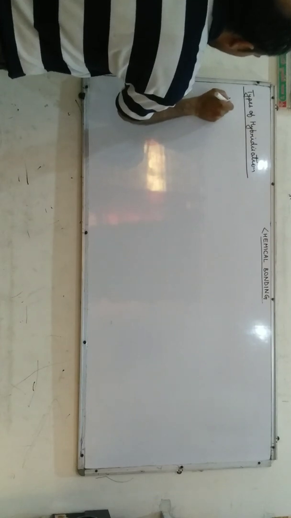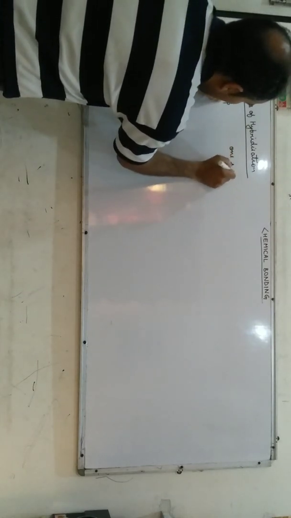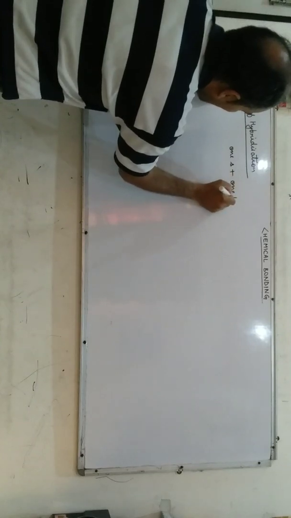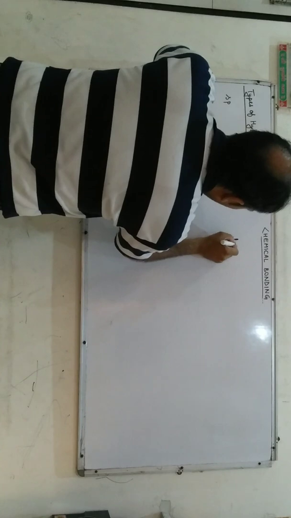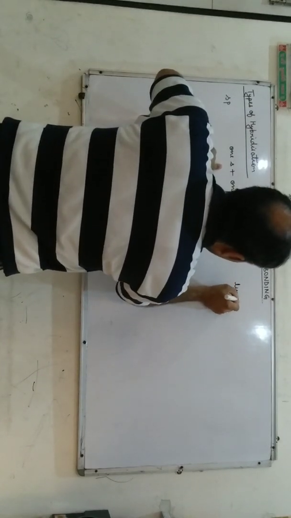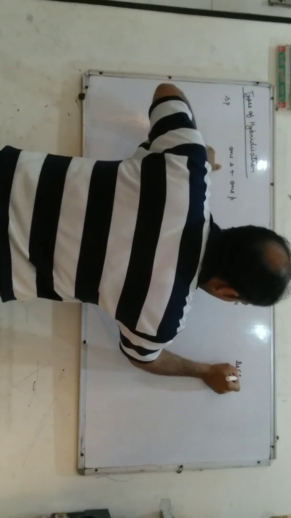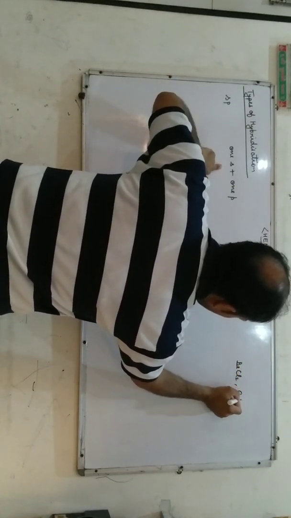In sp hybridization, as the name indicates, one s and one p orbital are involved. The geometry of this type of hybridization is linear, and examples of this type are BeCl2 and C2H2.